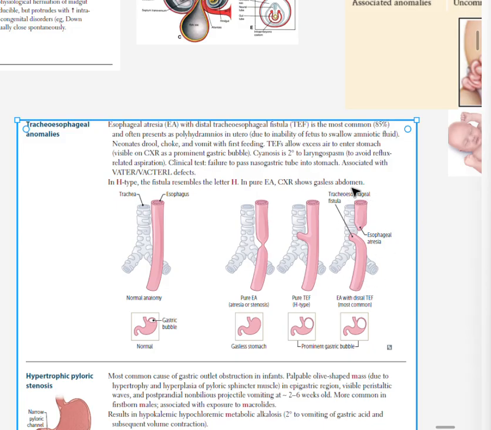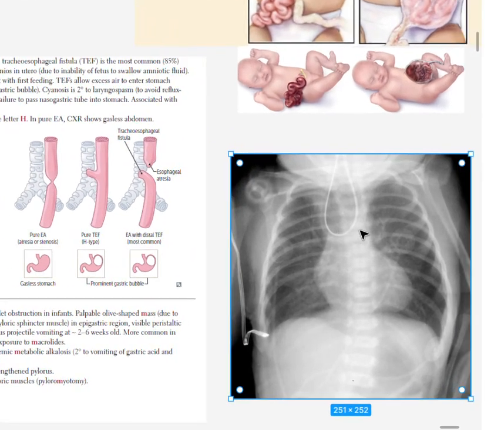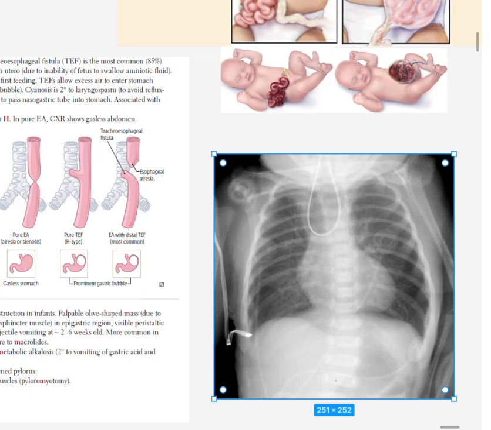So after birth, the first feed leads to choking, drooling, coughing, vomiting, and there's cyanosis. There's decreased oxygen in the baby due to aspiration and laryngospasm. And there's a prominent gastric bubble because air enters the stomach from the trachea via the fistula. Can you see the gastric bubble here? Because the air is entering the stomach via the fistula, right? This is what we call a prominent gastric bubble.